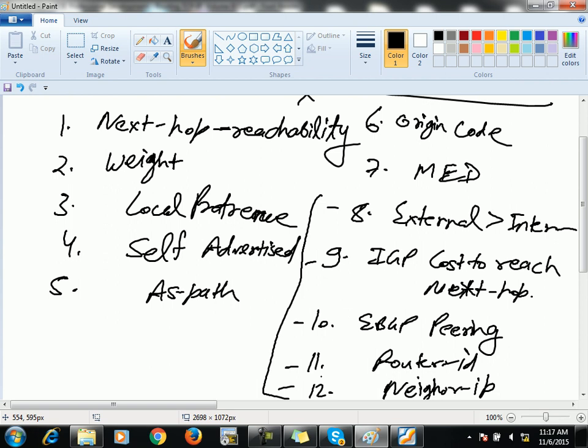I'll start from weight. We'll discuss weight in more detail. Then I will start local preference. We'll discuss it in more detail, right? So I'll be discussing it, don't worry about that. For now, I just wanted to tell you how BGP selects its best path. What is the procedure behind path selection in BGP, right?